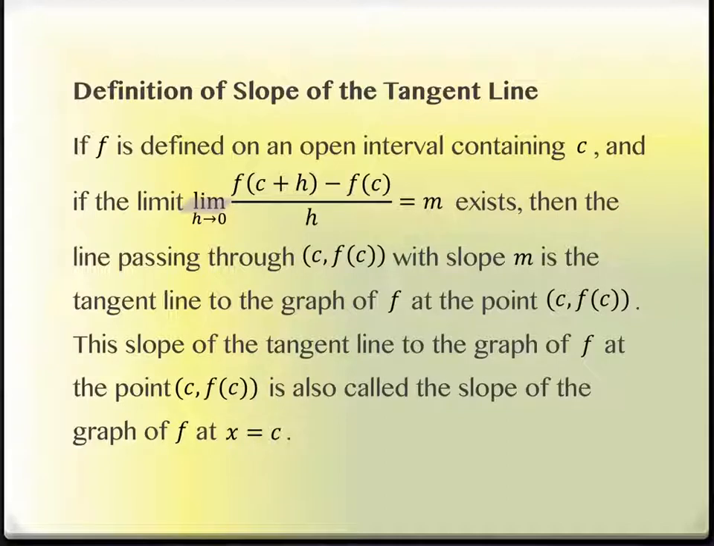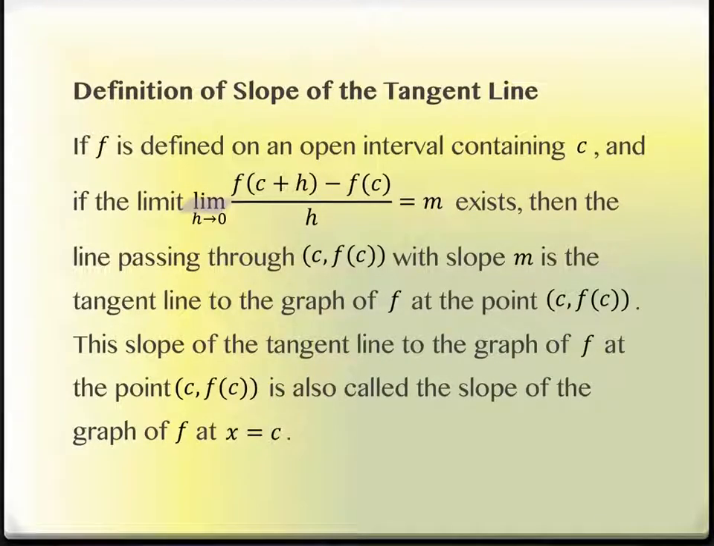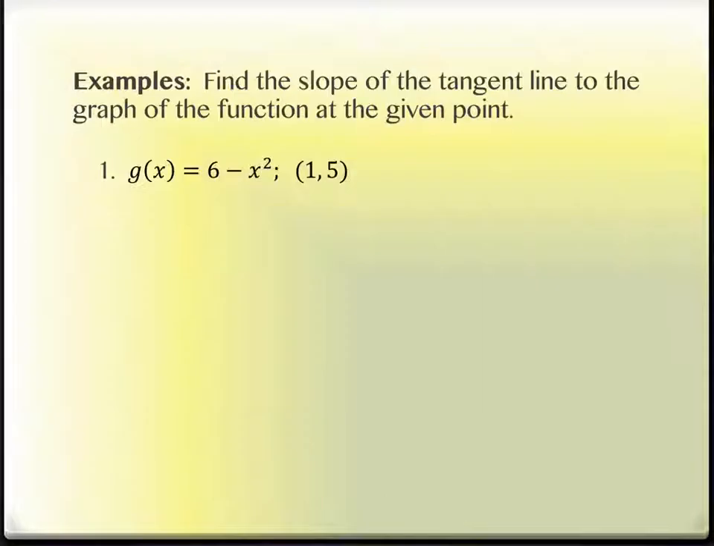So let me show you what this looks like from an algebraic standpoint, and there's a couple of ways to do it. I'm going to show you both of them. So the directions here say to find the slope of the tangent line to the graph at the given point. And right over here, the definition told us how we're going to do that. We're going to take the limit as h approaches 0 of f of c plus h minus f of c over h, and the c value is the x value I'm trying to find my limit at, so in this case it is 1.